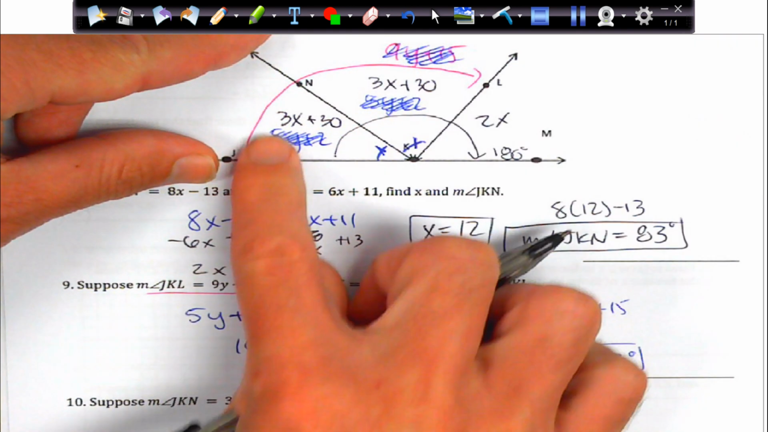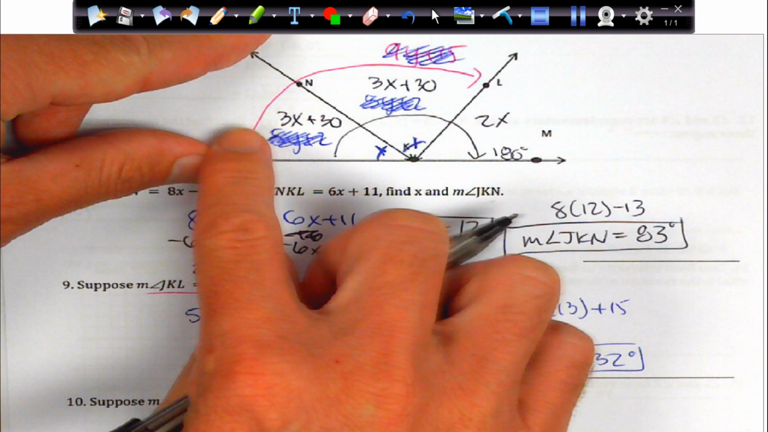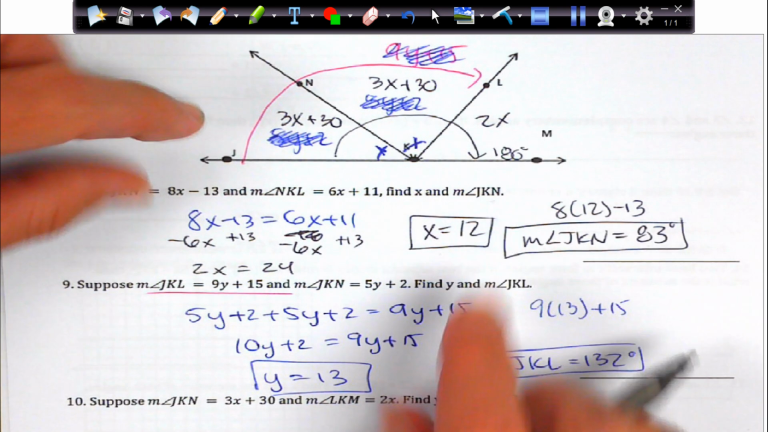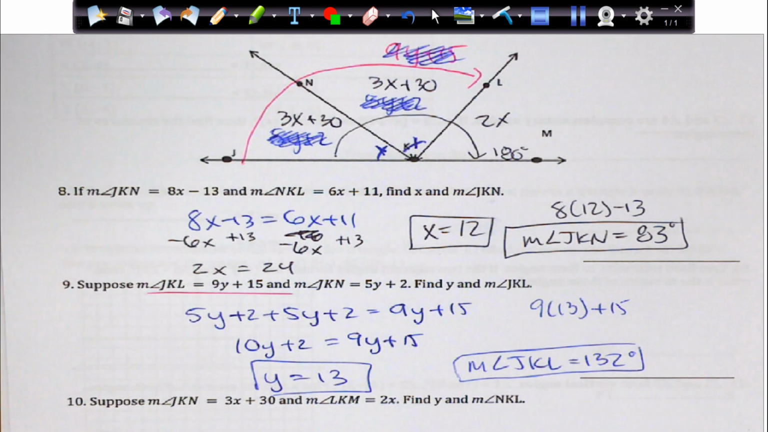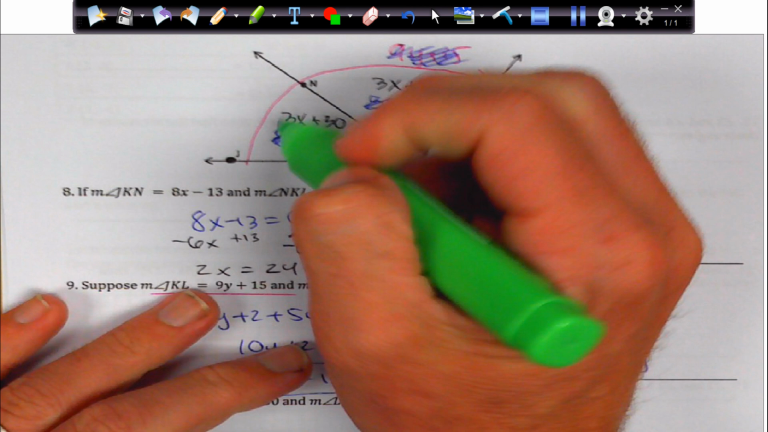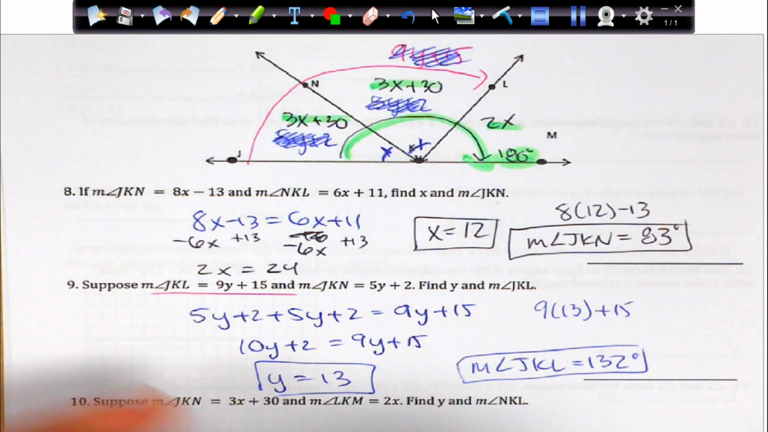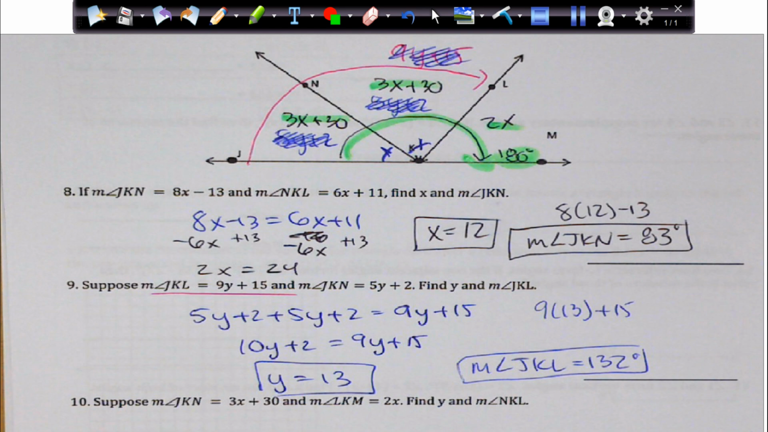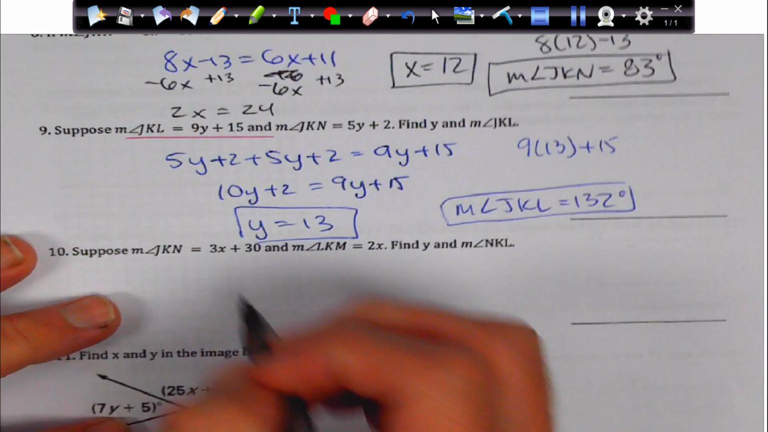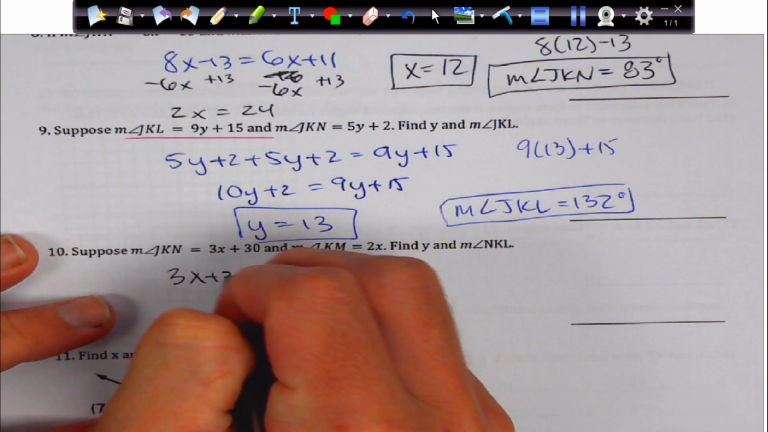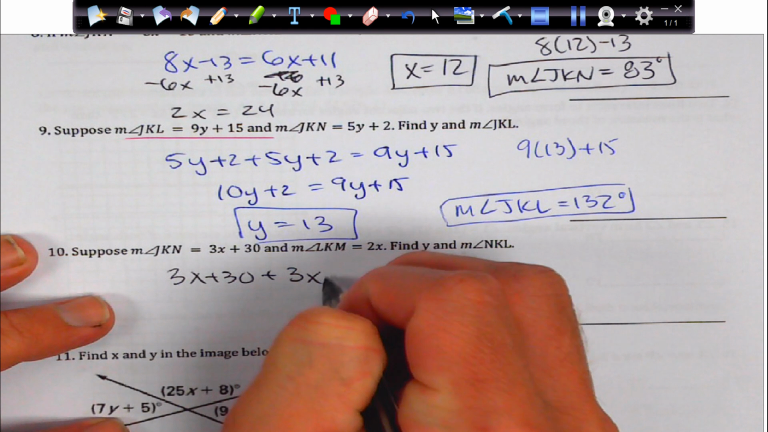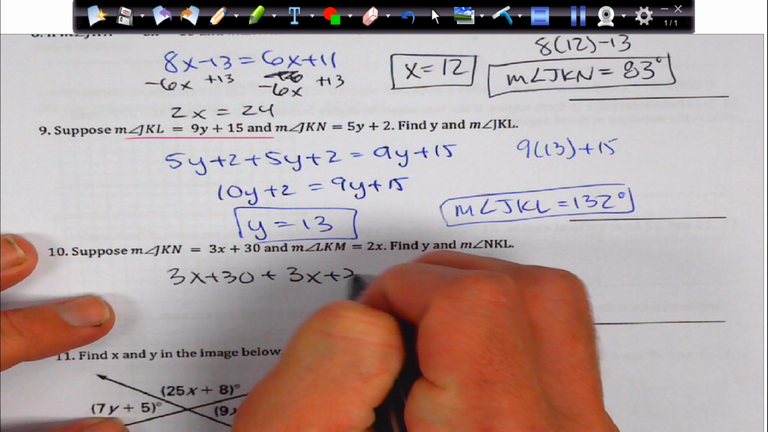So what they're doing is they're giving me all three angles now, and we know all three angles should add up to 180. So this angle plus this angle plus this angle, or basically, this guy and this guy make the whole 180 degrees. So I'm going to add up all three of them, set equal to 180. That's my goal. All right, so 3x plus 30, and then I get to do it again because they were congruent, plus the 2x that they gave me, equals 180.